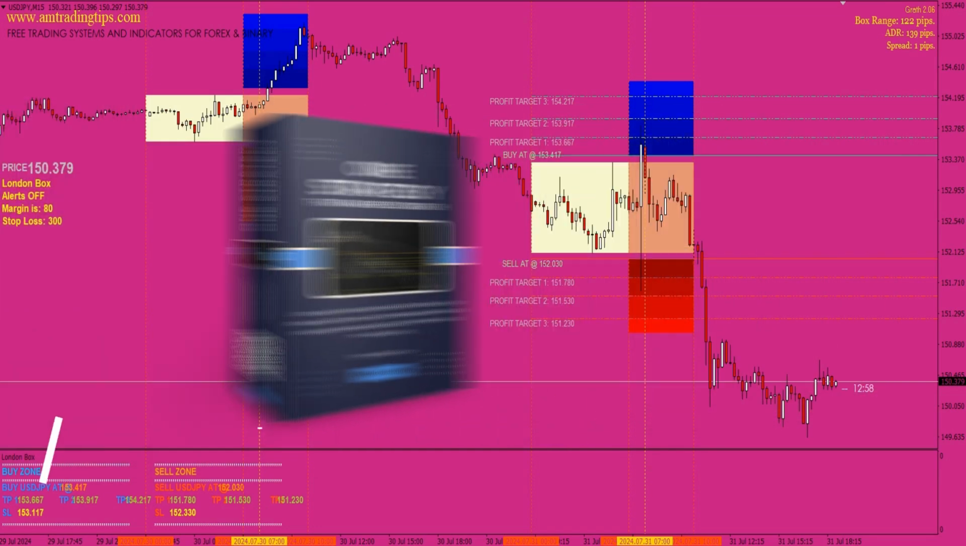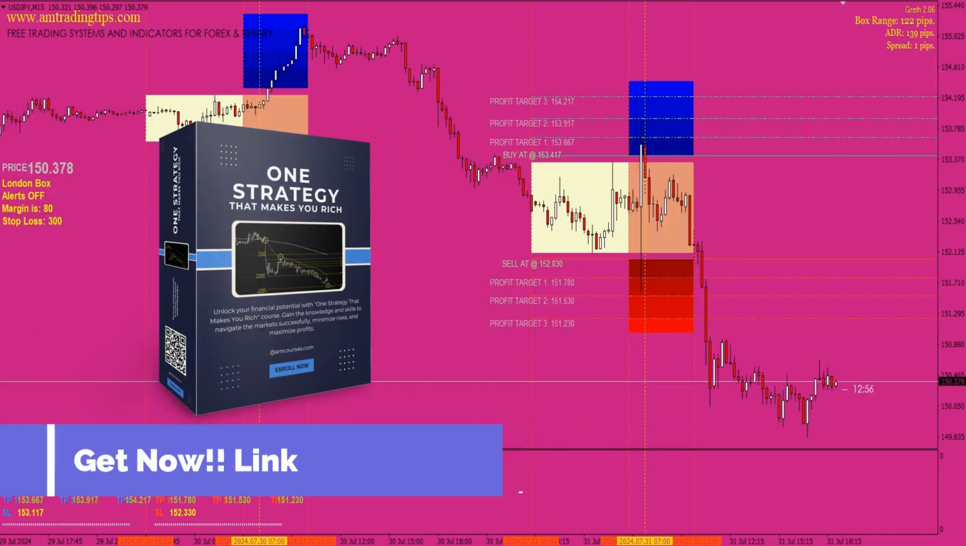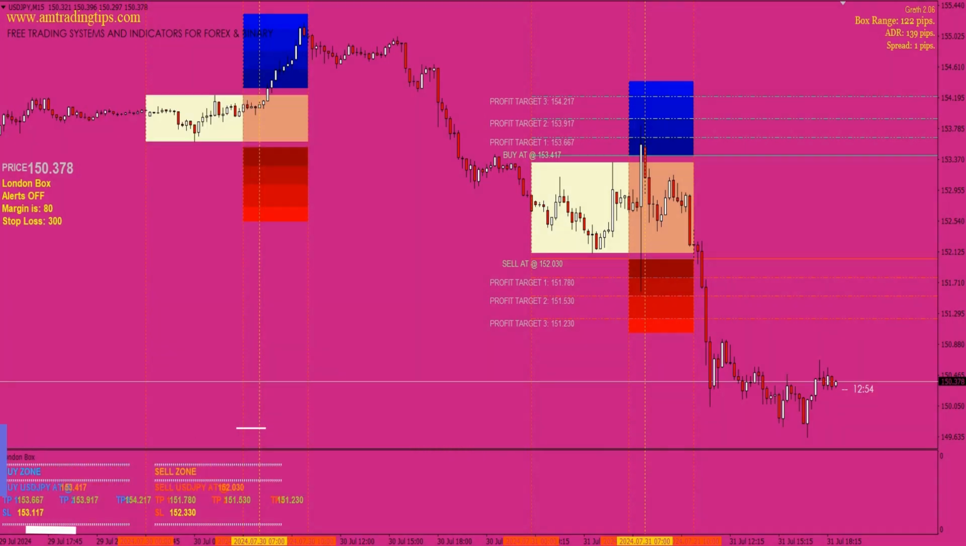Today I'm going to share a simple and accurate Forex trading indicator. It will show you everything you need to know on the chart, like where to trade, where to set your stop loss, and where to take profits. This indicator is great for beginners, so let's go over the trading rules.